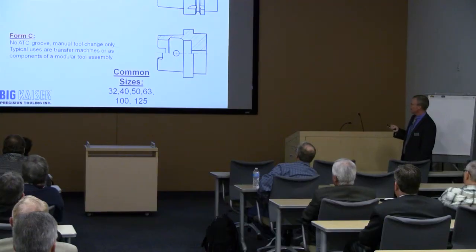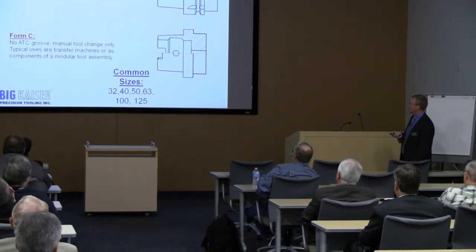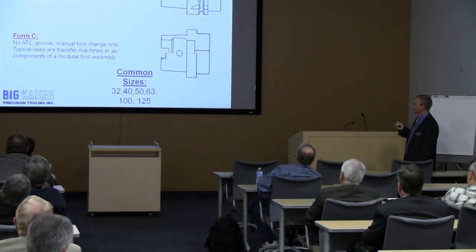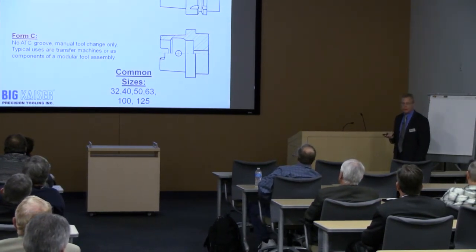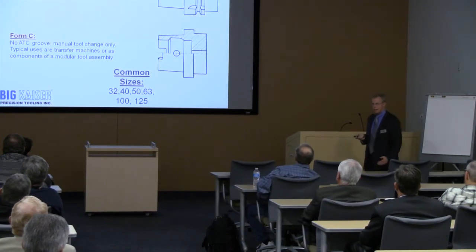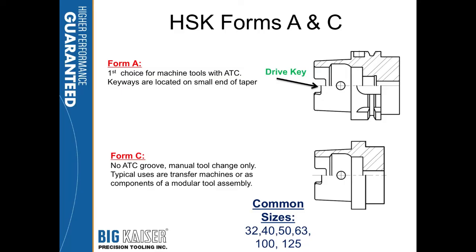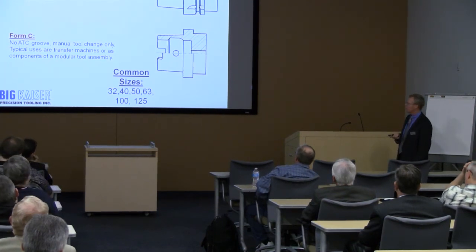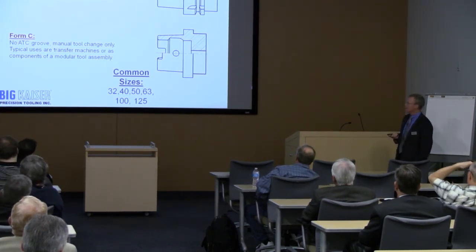To look at this HSK in more detail, let's look at the forms and the sizes. When you hear somebody talk about HSK 63, the 63 refers to a flange diameter. Always. Never changes when you look at that number. HSK 40, flange diameter is 40. Don't worry about any of this, it always refers to the size of the flange. The A is the most common. Probably 80% of all tool holders sold in the United States.